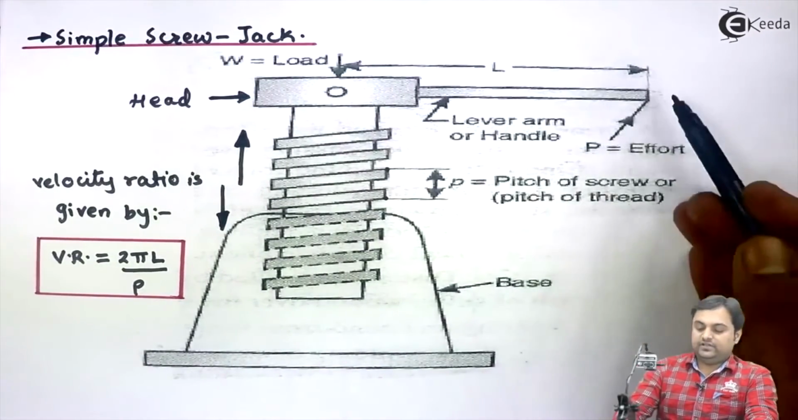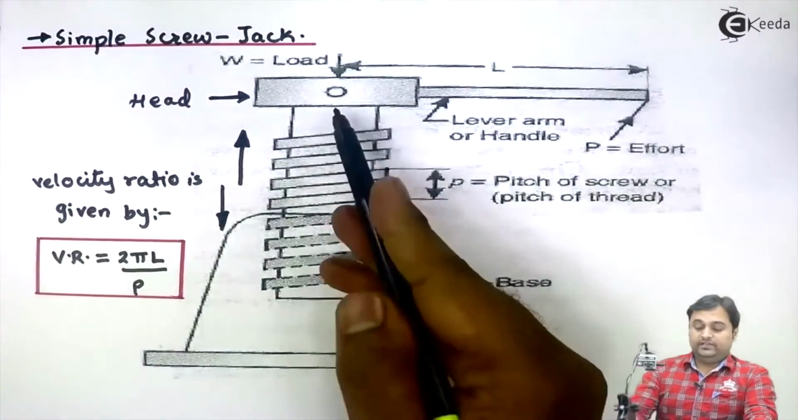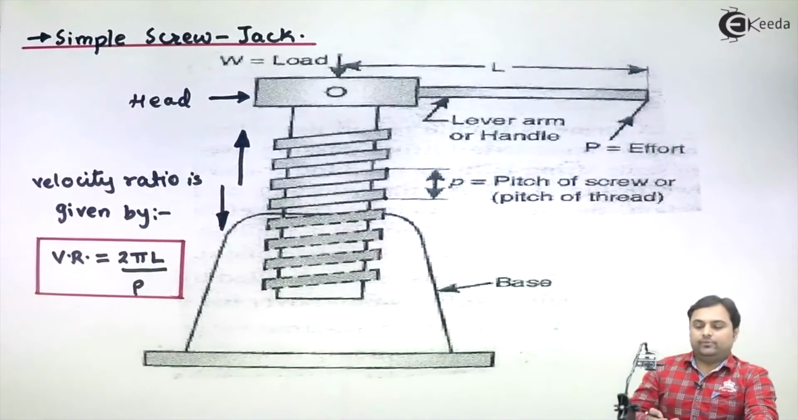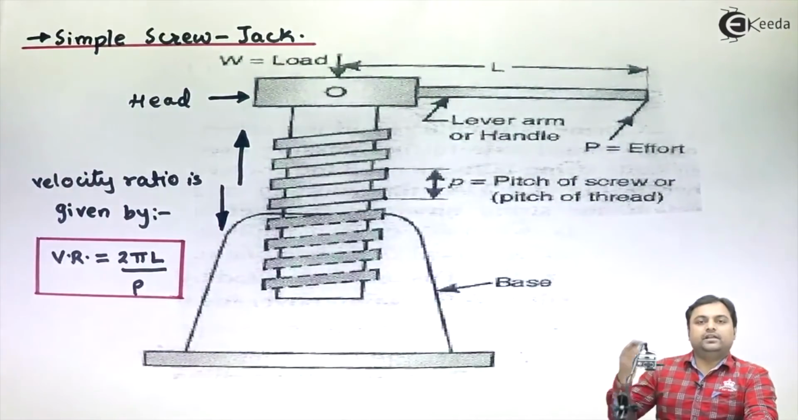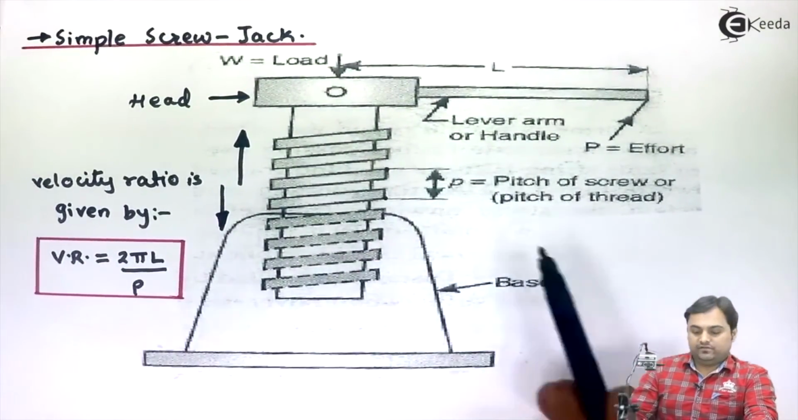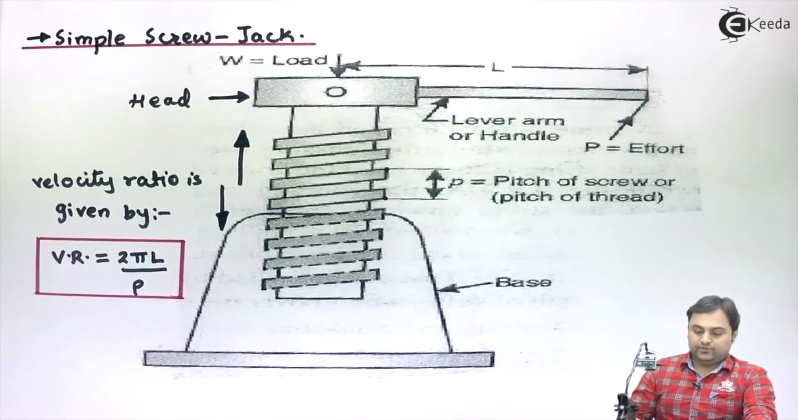And hence we have seen, by applying very small effort, that is with the help of hand, we are lifting the car. So you can just compare the effort which we apply with the help of hand. This would be somewhere around 300 to 400 Newton. And the weight of the car, it can be anything. It can be in the form of tons. So by applying small effort in the form of Newton, we are lifting a car whose weight would be in terms of thousands of kg. So here was the explanation of simple screw jack.